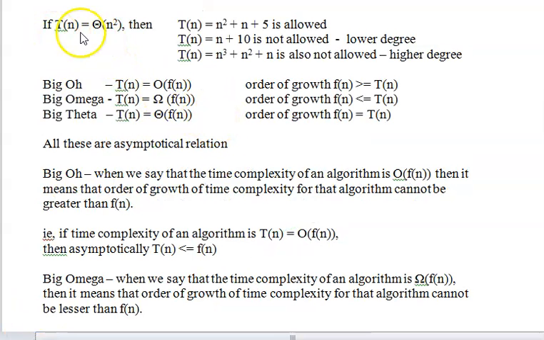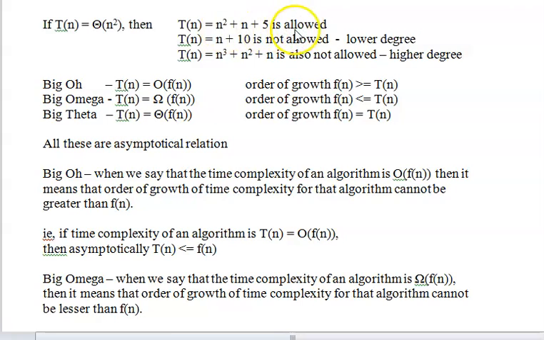For example, if the time complexity of a function is equal to theta of n square, then we can have T(n), that function, as n square plus n plus 5. Why? Because the degree of this polynomial is n square, which is equal to this term. So the theta complexity is equal to the degree of this polynomial.